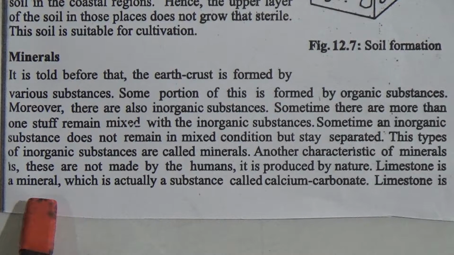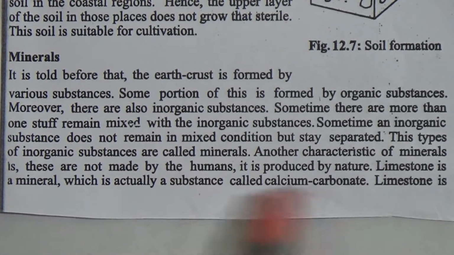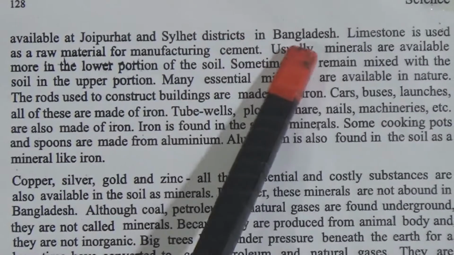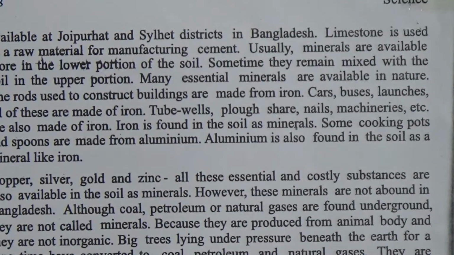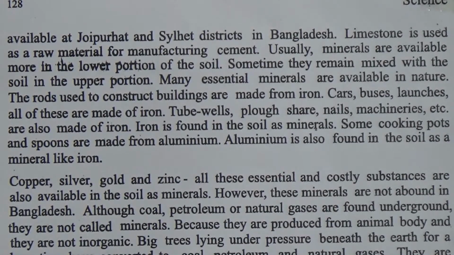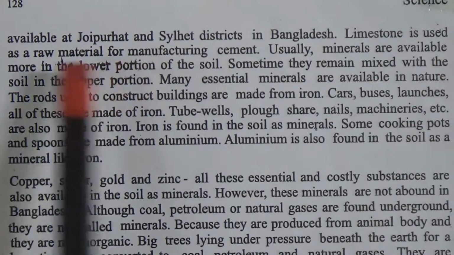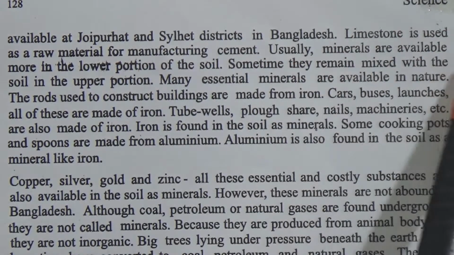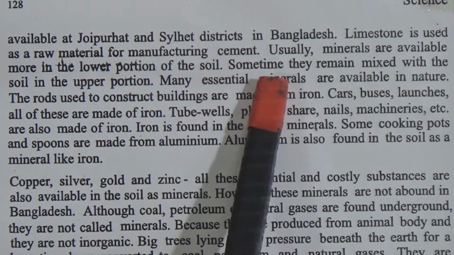Limestone is a mineral which is actually a substance called calcium carbonate. Limestone is available in Joypurhat and Sylhet districts in Bangladesh. So we find some minerals inside our soil like this. Limestone is found under the soil. Limestone is used as a raw material for manufacturing cement. Usually, minerals are available more in the lower portion of the soil.